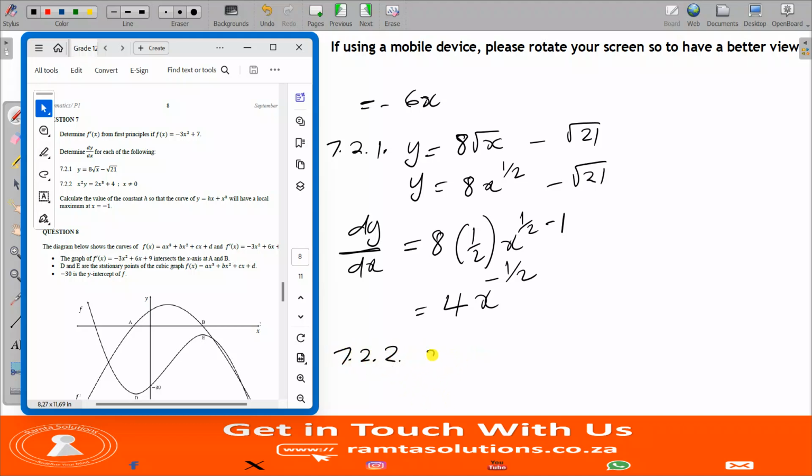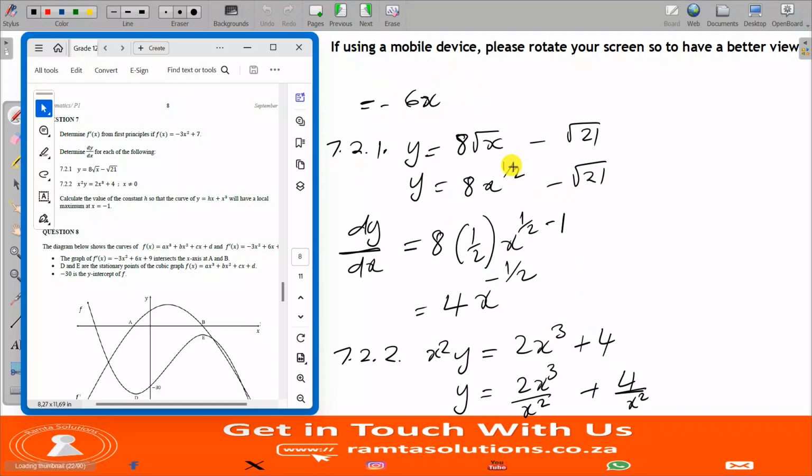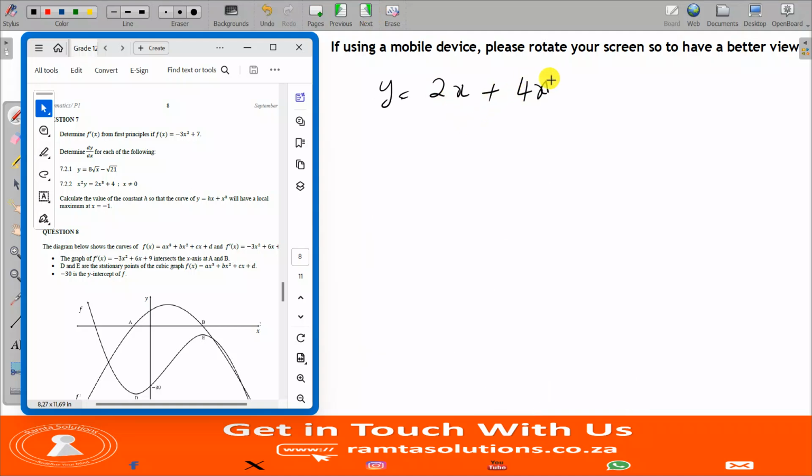7.2.2, we have x squared y equals 2x cubed plus 4. Now we will divide by x squared throughout. So we have 2x cubed over x squared plus 4 over x squared. Proceeding, this is then 2x. So y is equal to 2x plus 4x to the negative 2. Okay, we good.